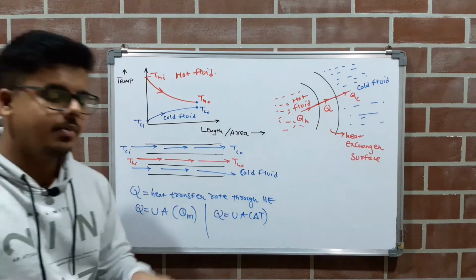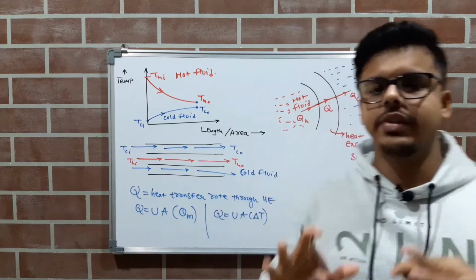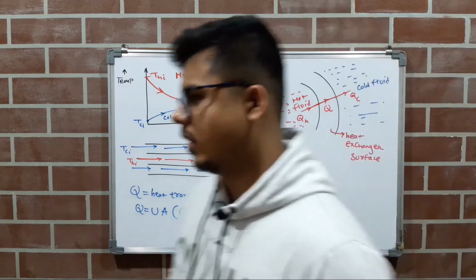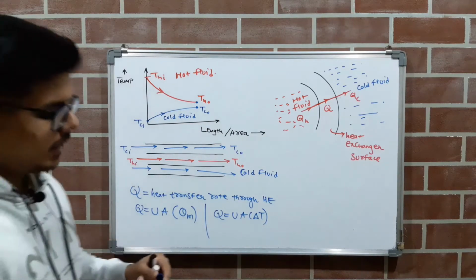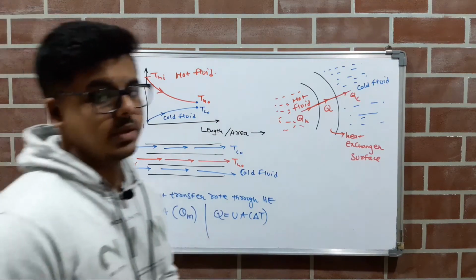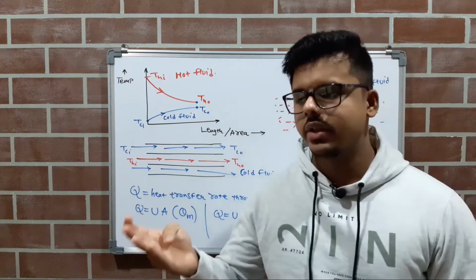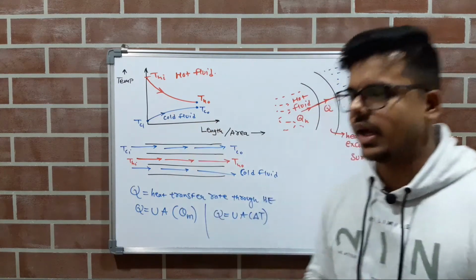Now what is theta M? Theta M is the logarithmic mean temperature difference, that is LMTD. Now why write theta M? Why can we not write delta T? If you remember, when we derived this formula, we considered some assumptions. What are the assumptions? We have steady state heat conduction, only one directional heat flow, no internal heat generation, and so on, right?